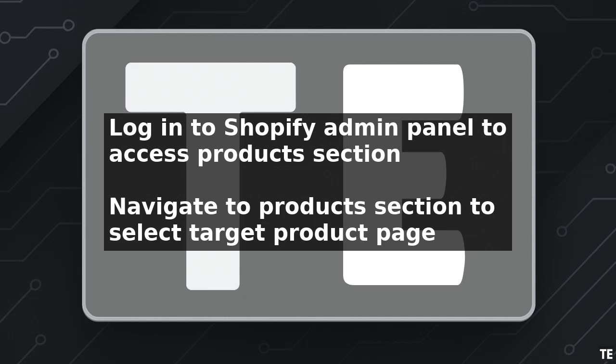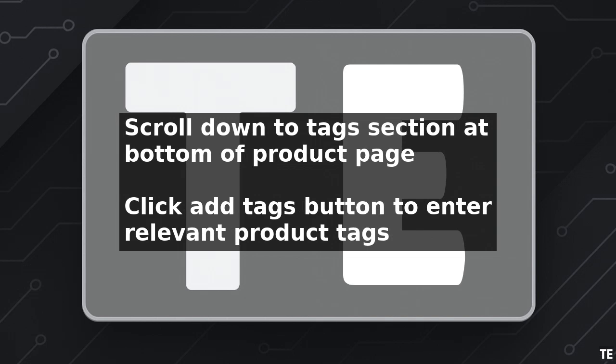From there, select the product you want to add tags to and click on the product title to open the product page. In the product page, scroll down to the Tags section, which is usually located at the bottom of the page. Click on the Add Tags button and enter the tags you want to add to your product, separating each tag with a comma. For example, if you are selling a t-shirt, you can add tags like t-shirt, men, women, clothing, etc.